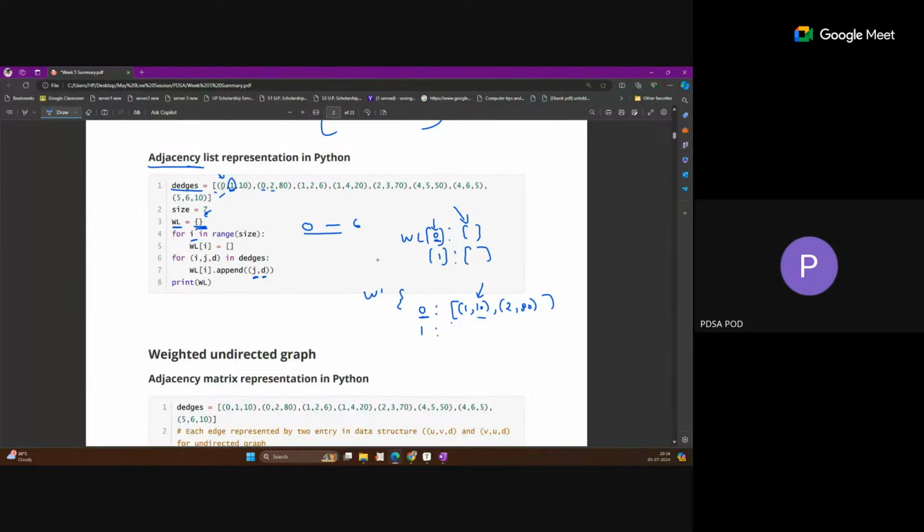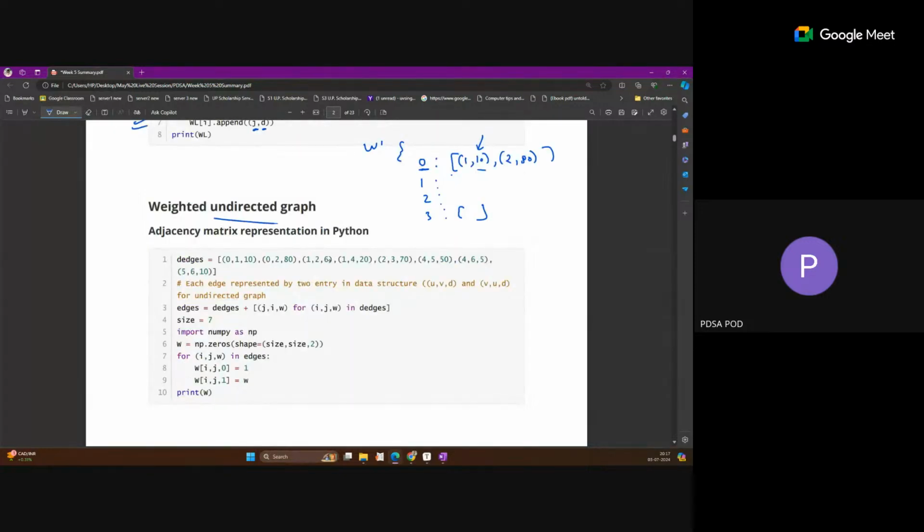So what are the edges from 1, then 2, then 3? If there is no edge from any vertex, that list will remain empty like this. So in this way, we are storing our graph information in the adjacency list form. So this is for a directed graph. Similar things we will do with the undirected graph. So undirected means for each edge, we will store the information from both sides.